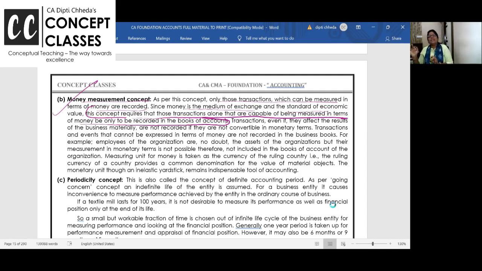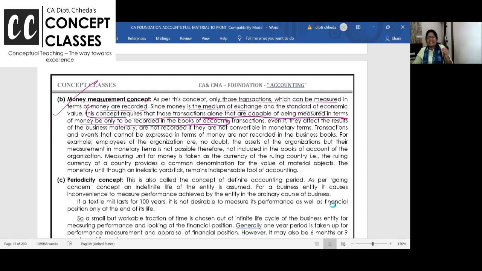What will come in money terms? Salary to bank, 10,000 rupees. So there are no value-based transactions which are recorded in books. Only those transactions which can be expressed in money terms can be recorded in books. Transactions, even if they affect the result of business, are not recorded if they are not convertible into monetary terms.